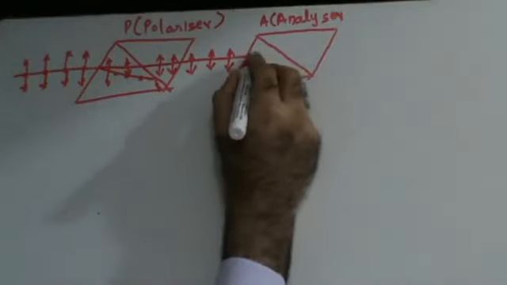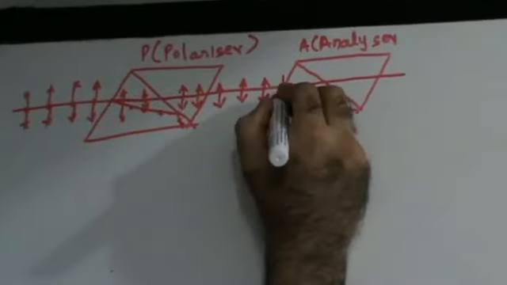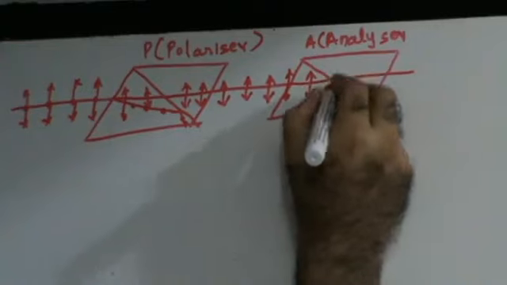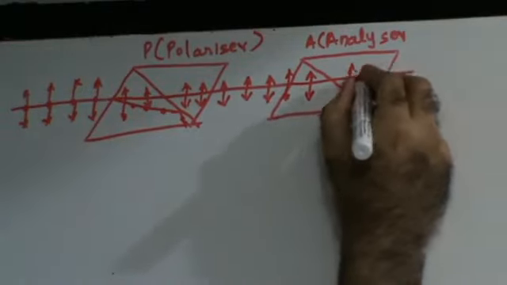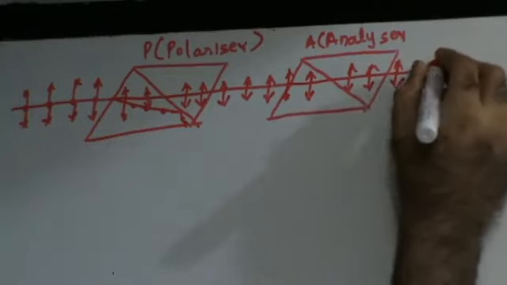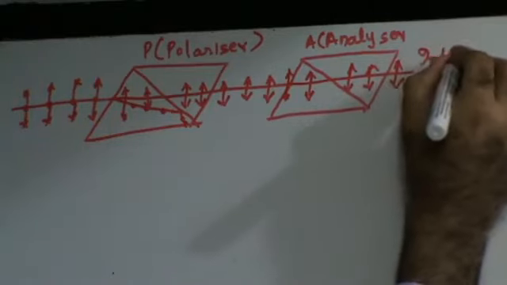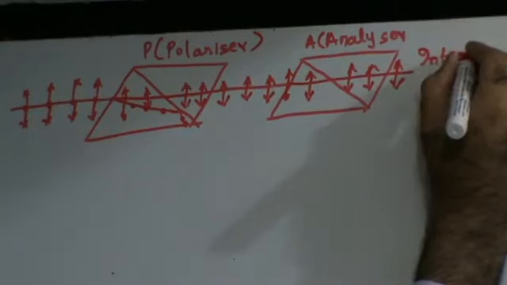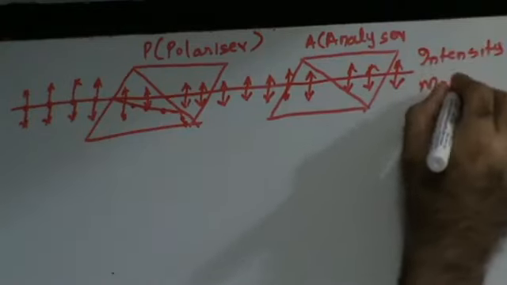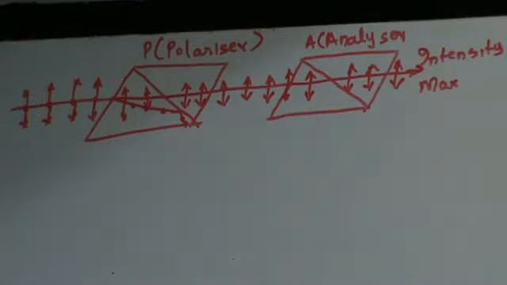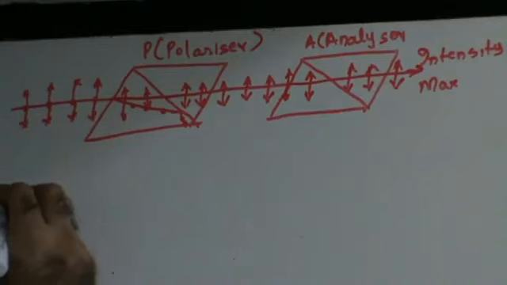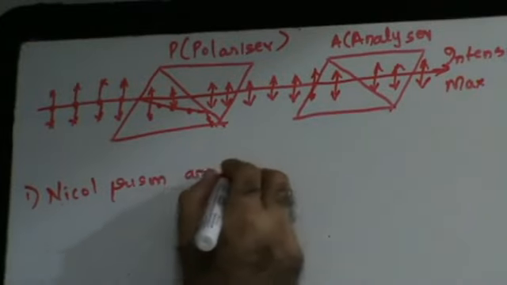Now if I keep another Nicol prism, since the Nicol prism allows the extraordinary light to pass through, this particular extraordinary light will pass through it. And you will have the maximum intensity of light coming out from here. So today we are going to see why I need that second Nicol prism and why it is called an analyzer. So let's see the working of Nicol prism as an analyzer.